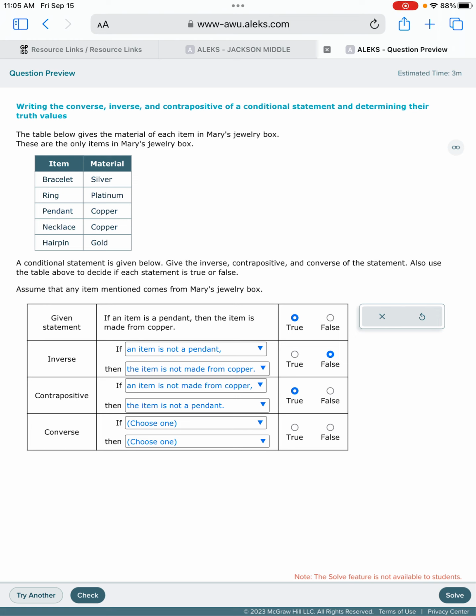And now lastly, the converse. Remember, converse looks like it has the word coin in it almost. So that means we can flip a coin, so we're going to flip the if and the then. Okay? So our original if was an item is a pendant. So now I'm going to make that my then statement. So the item is a pendant is the then. The original then was the item is made from copper. So that's going to be the new if. So we have if an item is made from copper, then the item is a pendant.